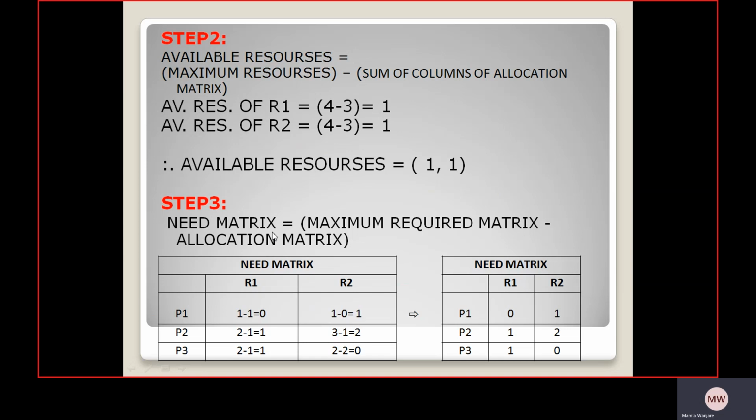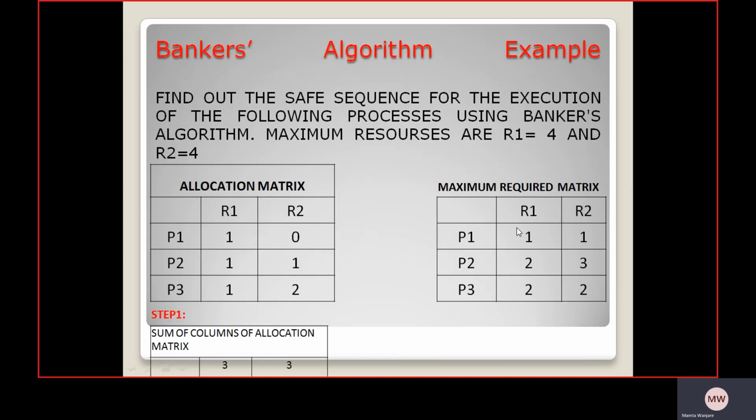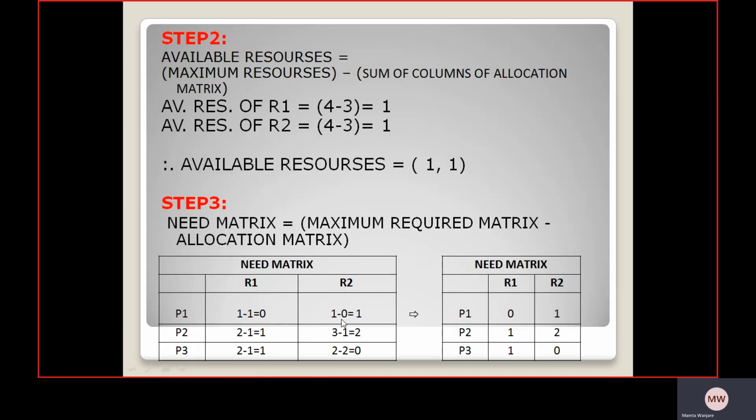Third step is to calculate the need matrix. For that, we have to calculate the need matrix as maximum required matrix minus allocation matrix. These two matrices are already given in the numerical. So from that, you have to calculate the need matrix. For P1, R1 is 1 minus 1, that comes to 0. For R2, it is 1 minus 0, that comes to 1. Like that, find out the P2 value, that comes to 1, 2, and the P3 value comes to 1 and 0. Okay, that is the need matrix.